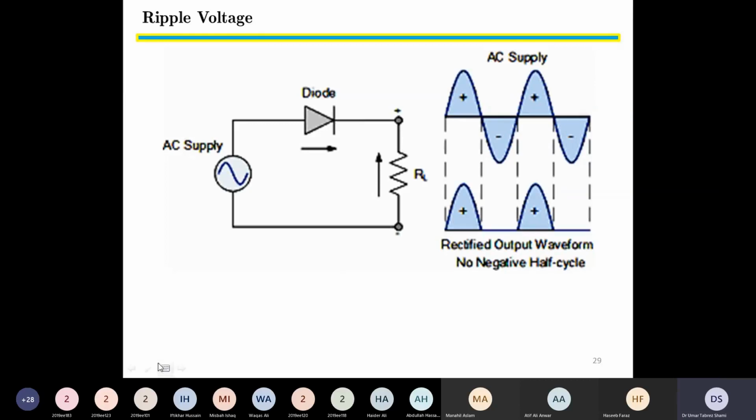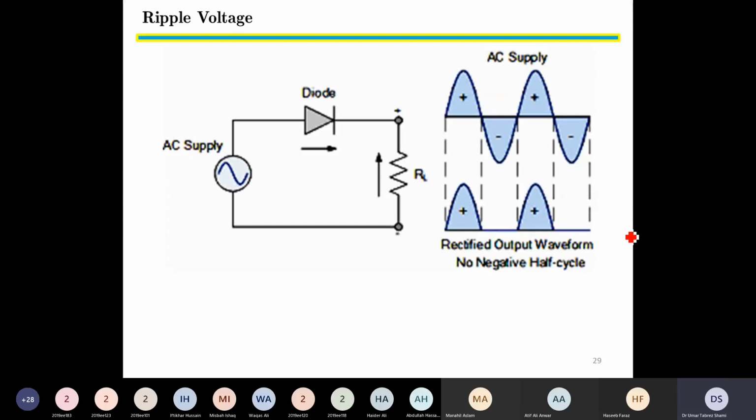So we can see that in this circuit, the voltage starts from 0, reaches its maximum point and then falls back to 0 again. The nature of the voltage is DC. It is a direct current. It is not alternating voltage. It is not AC voltage or AC current.